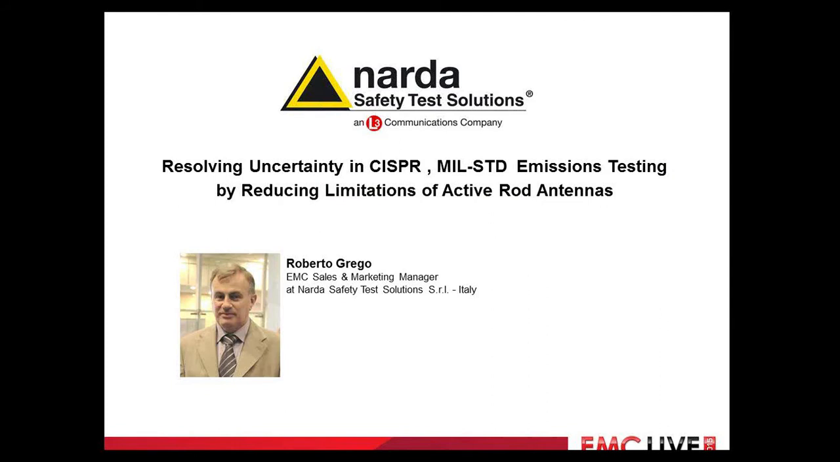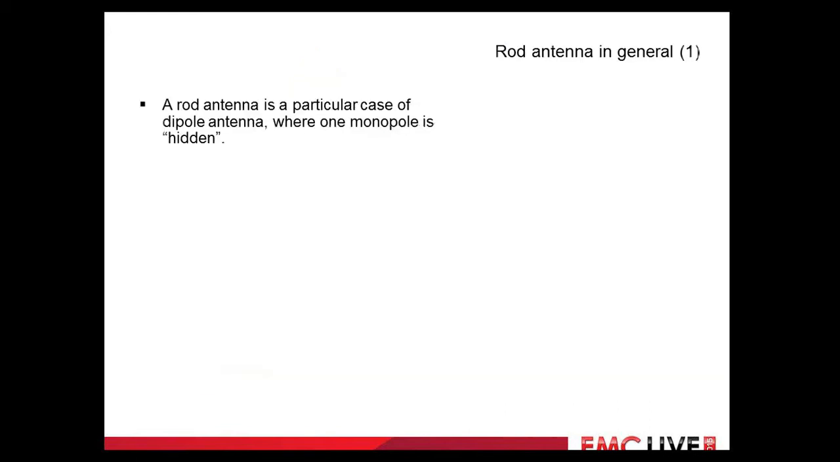I will go through a topic that is quite well known in the EMC community, that is the use of the rod antenna. So I will not spend too much time on details about what a rod antenna is. Just a few hints. A rod antenna is a case of dipole antenna which had one of the monopoles hidden or buried under the ground, so it remains a monopole only.